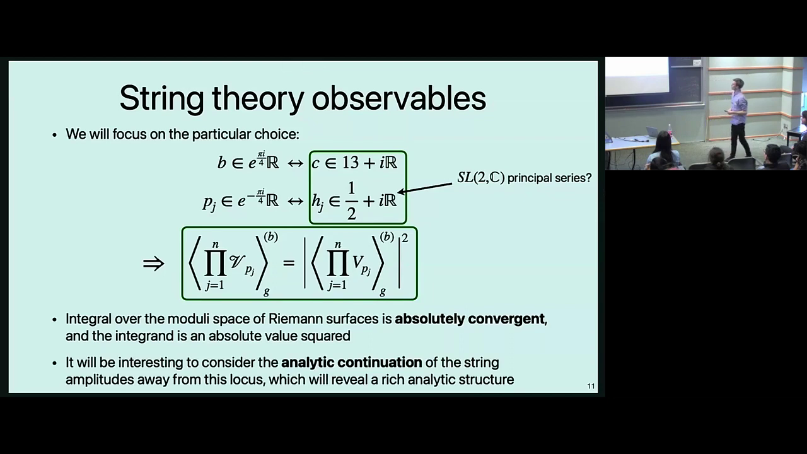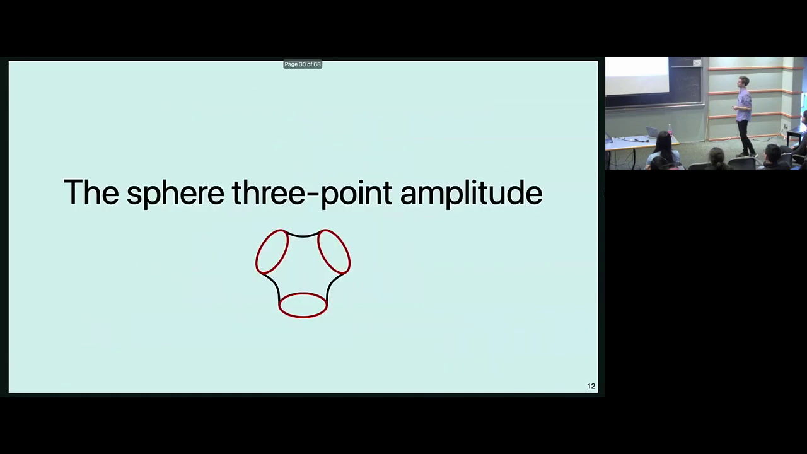Now, it'll be particularly interesting to consider the analytic continuation of the string amplitudes away from this locus, particularly in the Liouville momenta P, which will reveal a rich analytic structure of the full amplitude. So let's get right into it and discuss the simplest observable in the theory, the sphere 3-point amplitude.